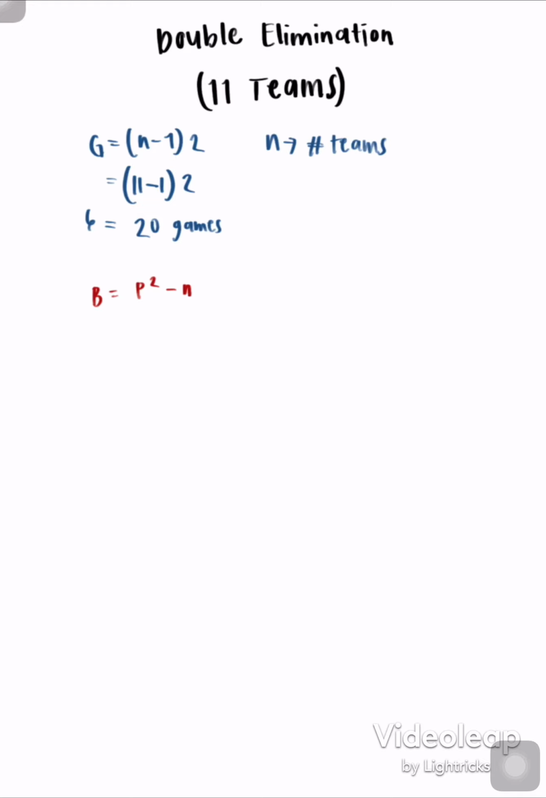In our case, it's 11 teams, right? And there's 2, 4, 8, 16, 32, and so on. So obviously, we are going to subtract 11 from 16. So 16 minus 11 is equal to 5. So there's going to be 5 byes in the first round of the game.